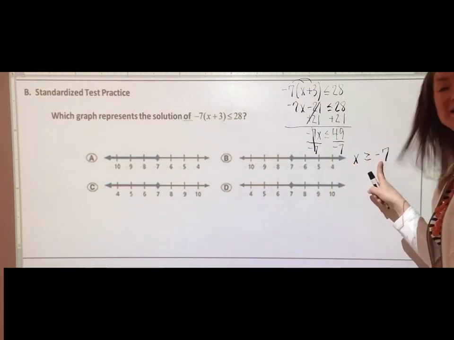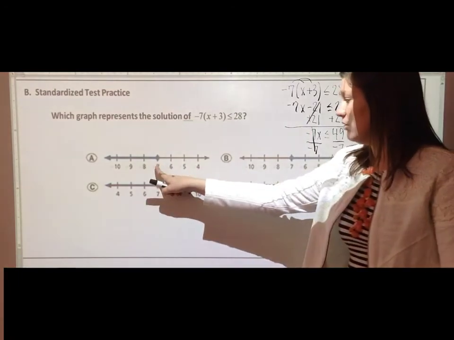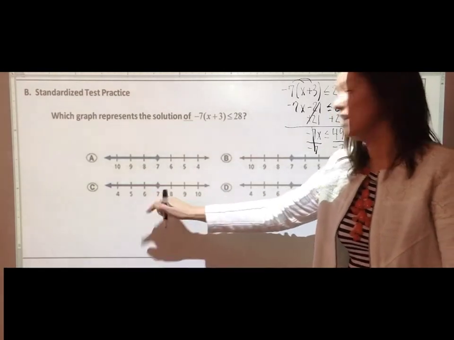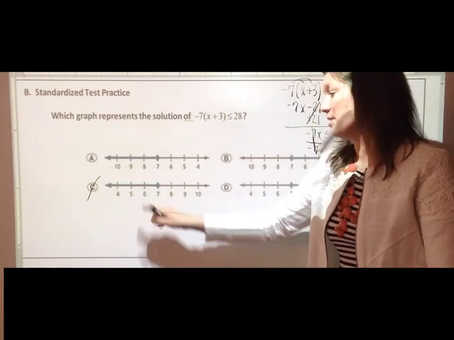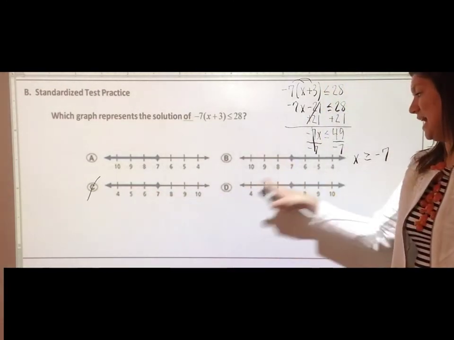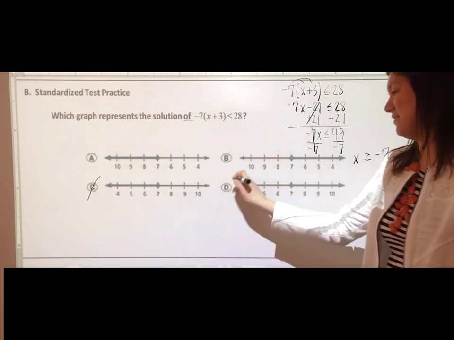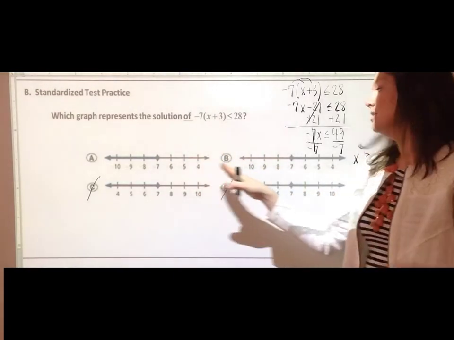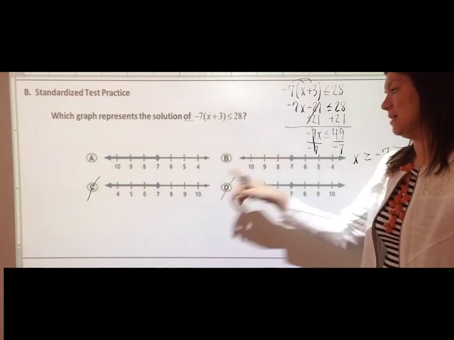Well, the boundary point is -7. So if I look real quick, this says negatives, this says 7. So that means C is out. The boundary point's not even at -7. This one, boundary point's at -7. D, it's a +7. D is out. So I'm left with 2, my 50-50. So I have a 50-50 chance here.